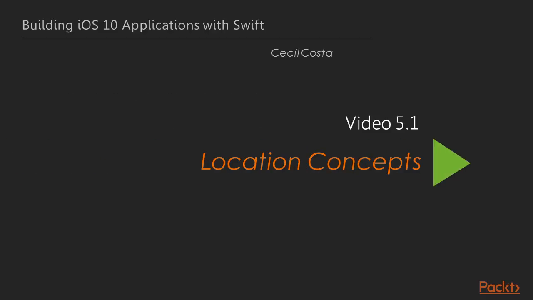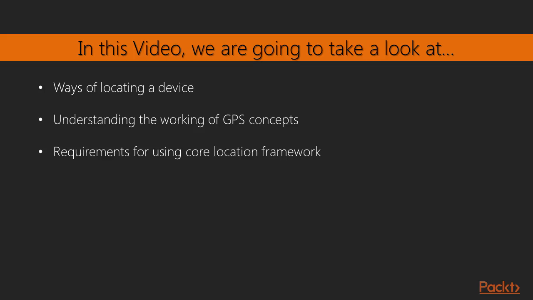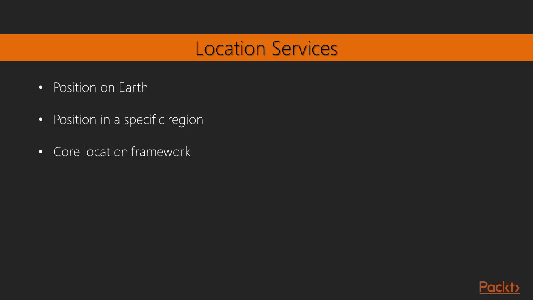Now let's move on to the first video of this section that gives us some theory about the location services and how it works. In this video, we're going to take a look at the different ways of locating the device, how the GPS works, and some requirements for using the core location framework. Location services allows us to detect the user's location. Might be a global location or a location inside the building. Both ways use a framework called core location.